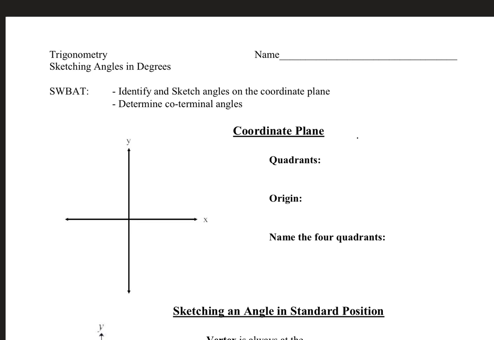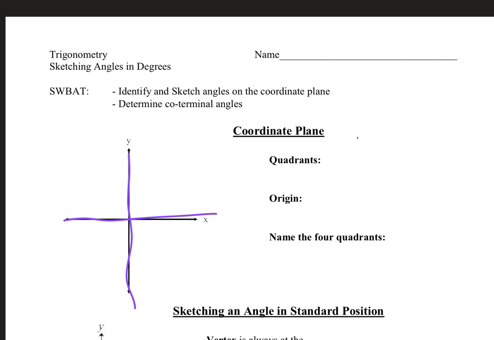All right, today we are discussing sketching angles. So we are going to be drawing triangles in the coordinate plane. So you have to understand how to actually draw an angle in the coordinate plane. So this is the coordinate plane. It's got the x-axis and the y-axis. And when you take the y-axis and the x-axis, and you draw them, you get four sections called quadrants.